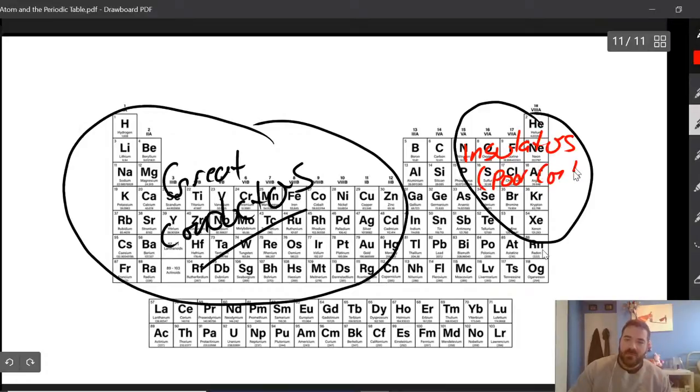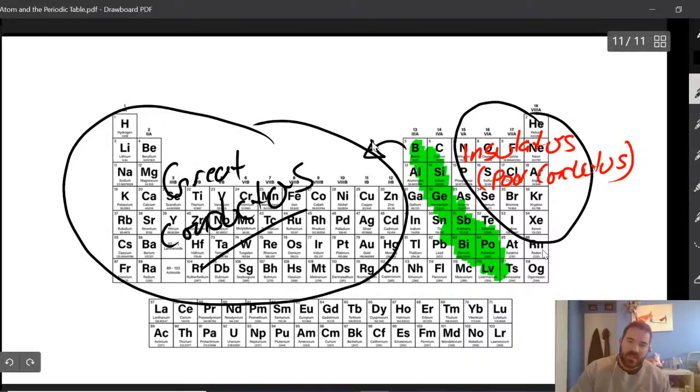And then we have these guys in the middle. These guys in the middle are the metalloids. Some of these are what we call semiconductors, which means they have some characteristics of the great conductors and some characteristics of the insulators. In electronics, we use electrical signals to tell our software what to do.